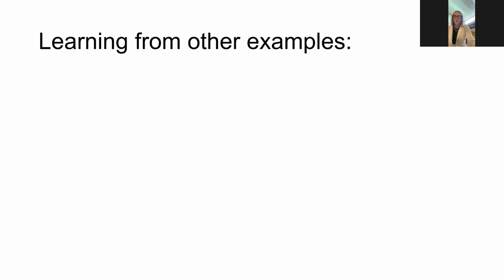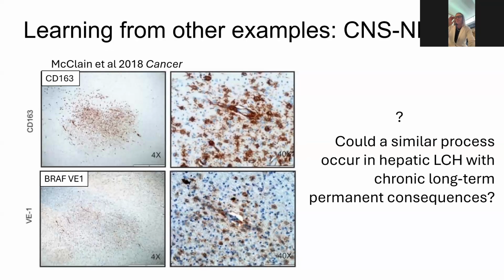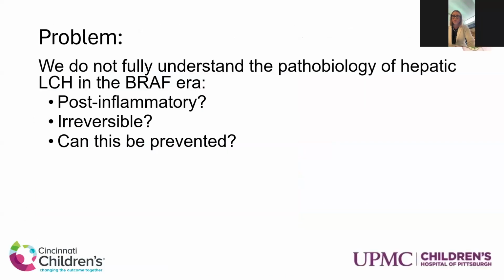But as we've learned from other examples in diseases, we know that at one point CNS LCH was thought to be a paraneoplastic process, not LCH driven, because we didn't see the CD1A and Langerin cells. But now we know that there are these forms with a macrophage-predominant CD163 and BRAF mutant population in those neural inflammatory regions of the brain with the gliosis or neurodegenerative changes. So the question is, could a similar process be happening in LCH?